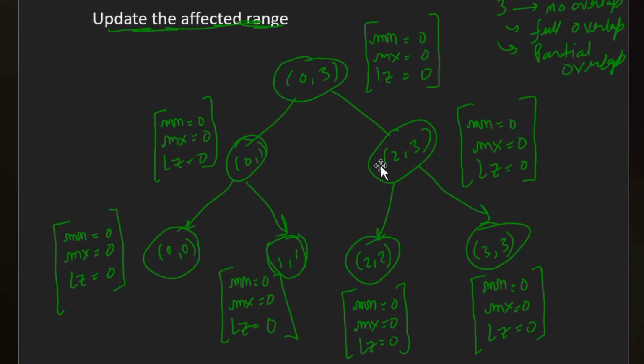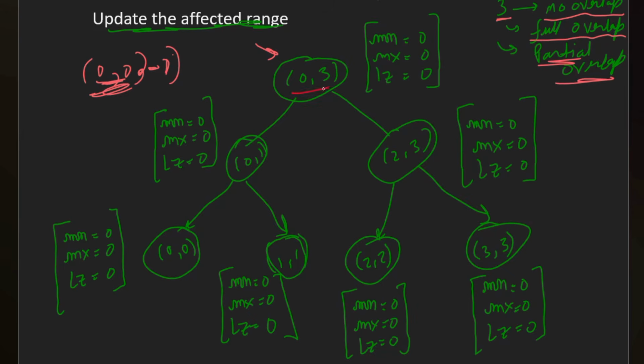See, I have already made this segment tree, right? This is our initial segment tree that we have seen above. Now our affected range is from 0 to 0. So initially we will be calling a function with 0 to 0, and -1 is the value. We will be checking this range with this range. So what are the three cases? First, there is no overlapping between the ranges. Second case is full overlap, so here full overlap is not there. Third case is partial overlap. So here partial overlap is there.